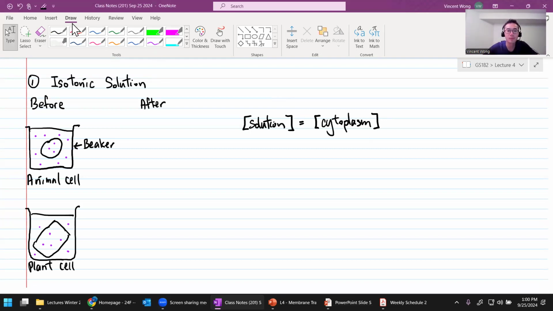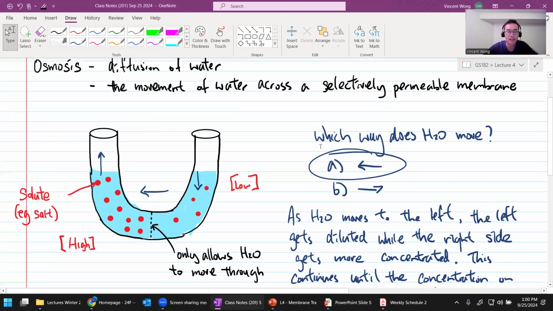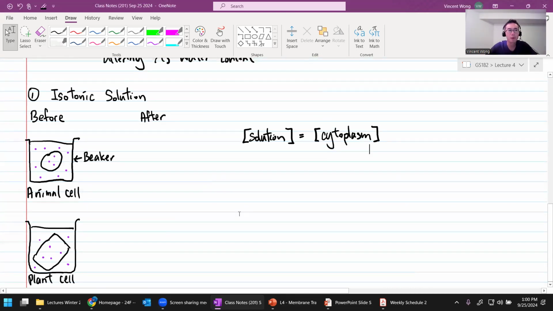So based on what you just learned with the U-shaped tube, which way do you think water is going to move? Is it going to come into the cell, go out of the cell, or what do you think is going to happen? Okay, Alpha says no movement, and that would be correct because it's the same on the inside and outside. So there is no preference as to where the water will go, right?